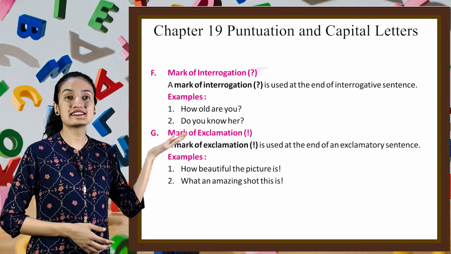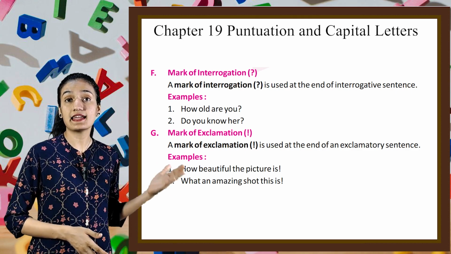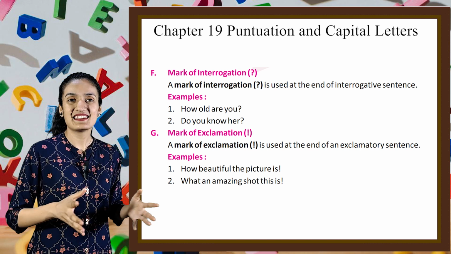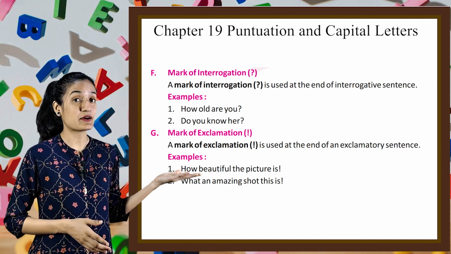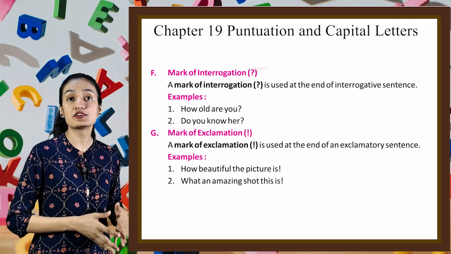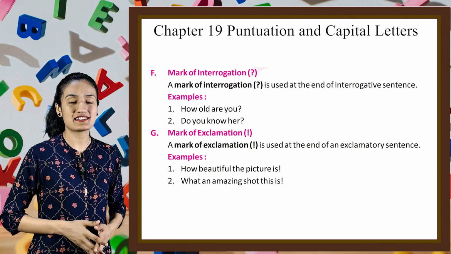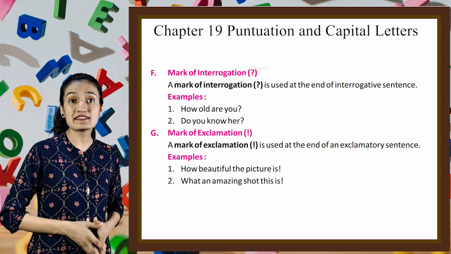Now next is mark of interrogation. A mark of interrogation is used at the end of an interrogative sentence. Here are some examples. How old are you? Do you know her? Now next is mark of exclamation. A mark of exclamation is used at the end of an exclamatory sentence. Examples are, how beautiful the picture is! What an amazing shot this is!